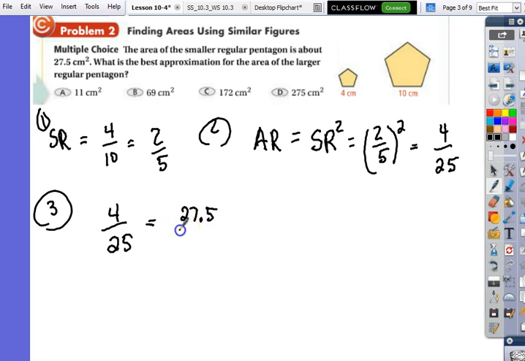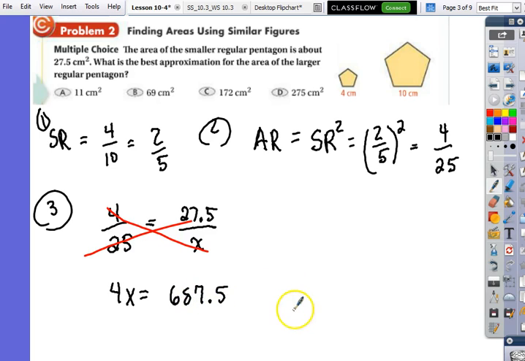27.5. And we don't know the area of the larger one. Do we have any way we can solve this proportion? How? Cross multiply. Kaboom, kaboom. So when I cross multiply, I get 4x is equal to 25 times 27.5, which is 687.5.